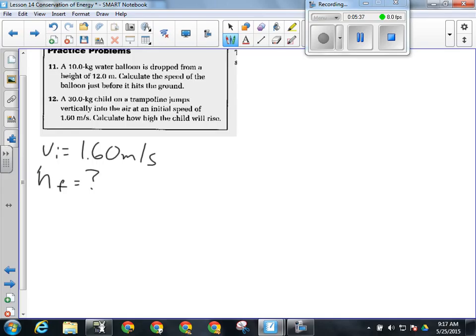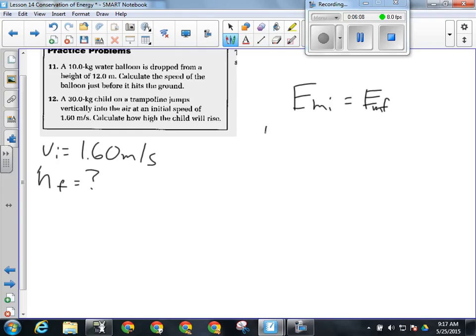Is there any work being done in this question? If I just jump off, it doesn't matter if I jump off a trampoline or if I jump off the ground. Is there any work being done? No. My energy when I leave the ground and the energy I have at my highest point, there's no work done in between those two points. Only gravity is pulling on me then. Agreed? So my initial and my final mechanical energies are the same.